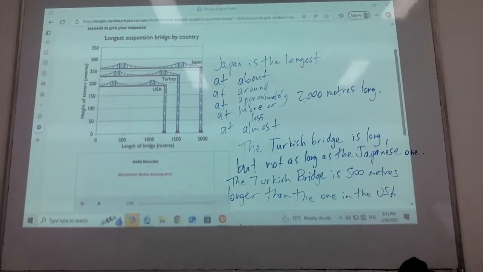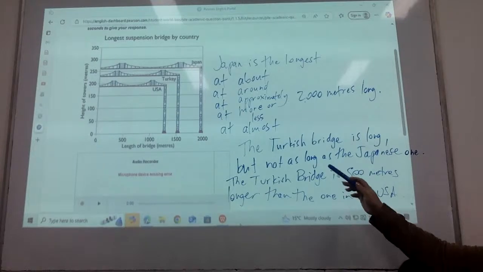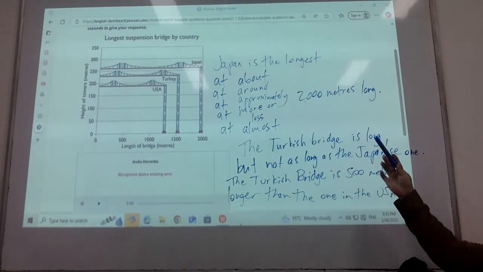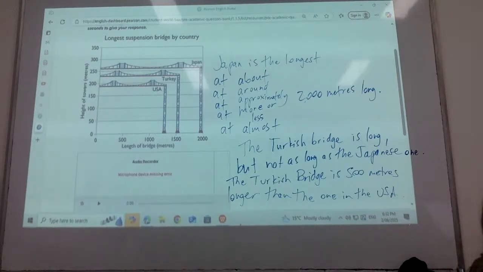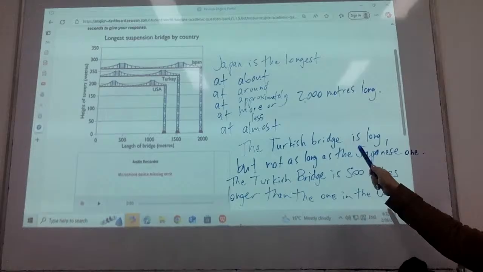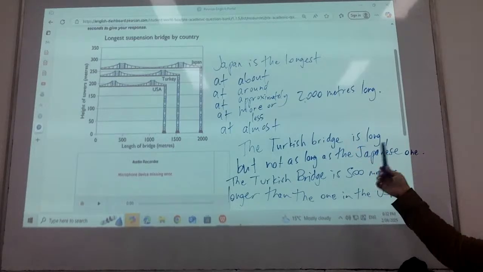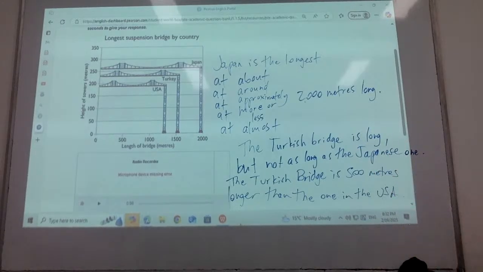And if it's USA, again, it's a country. So what's the nationality? American. So again, you could say the American bridge is long, but not as long. If you want to use the positive, then you would say the American bridge is longer than the bridge.